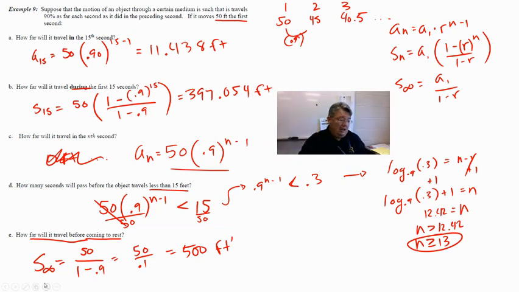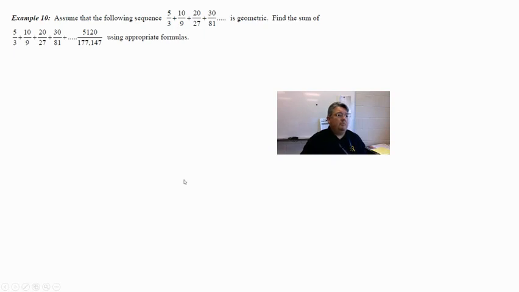Cool little problem. I like this. Check this out. Assume this is geometric. I'm not going to assume it's geometric. That's stupid. We all know what assume means. 5/3, 10/9. Well, if it's geometric, then I can take this 10/9 divided by 5/3, and that will give me its ratio. So I just take the second term divided by the first term. 10/9 divided by 5/3 gives me 2/3.